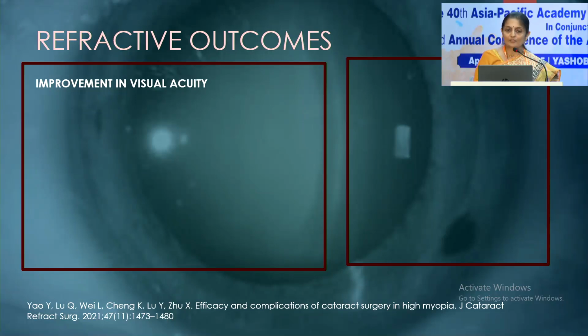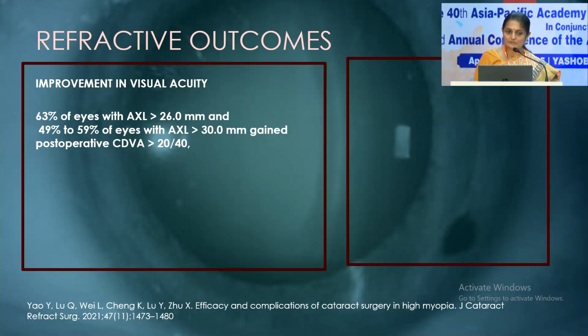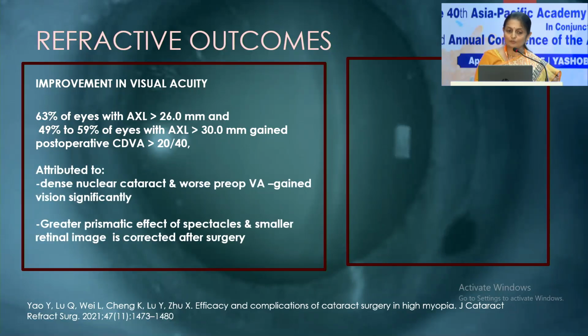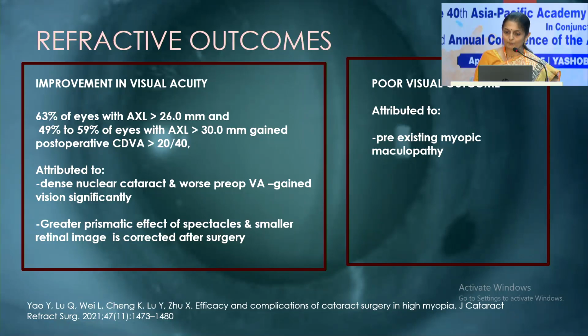So coming to refractive outcomes, there is significant visual improvement in these eyes, but this is mainly due to removing the dense nuclear cataract and removing the greater prismatic effect of spectacles. But the percentage as per Zio et al. in the meta-analysis is only 63%, and the percentage decreases as axial length increases. This poor visual outcome is mainly attributed to pre-existing myopic maculopathy, newly onset post-op complications, or post-op hyperopic drift.